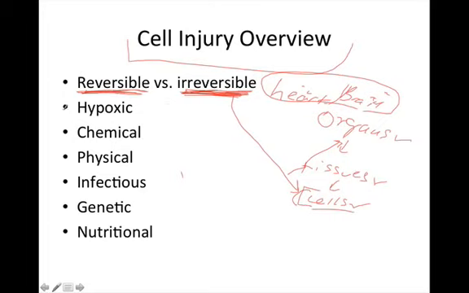All right, so then here are just various agents that can damage cells and tissues and organs. The two main ones we're going to focus on in this presentation are going to be hypoxic and chemical. So right now, before I move on, I just want to spend a little time giving some various examples of these last, or just talking about these last four. I'm not going into depth with these right now. We'll hit on these as we go.